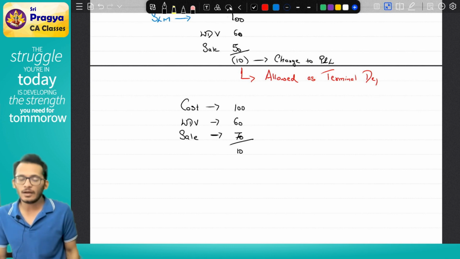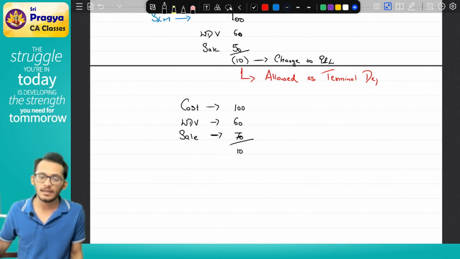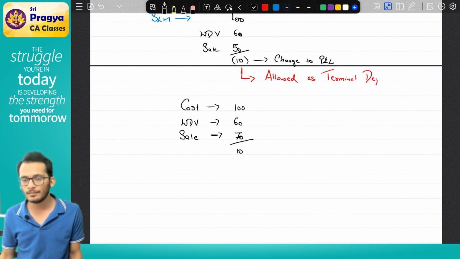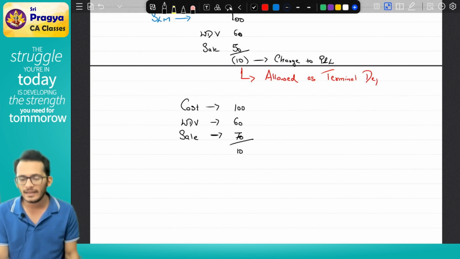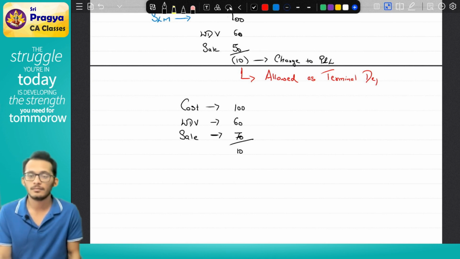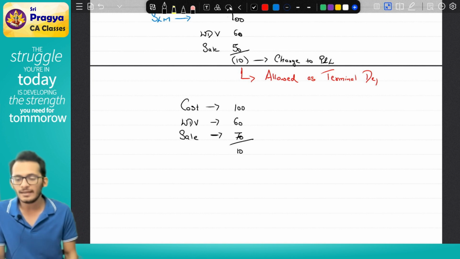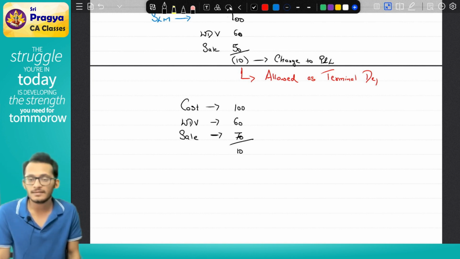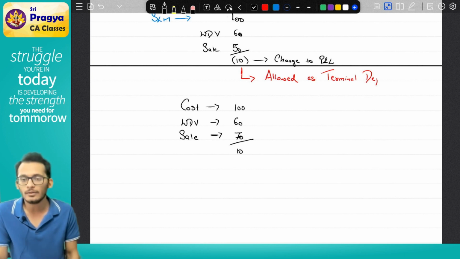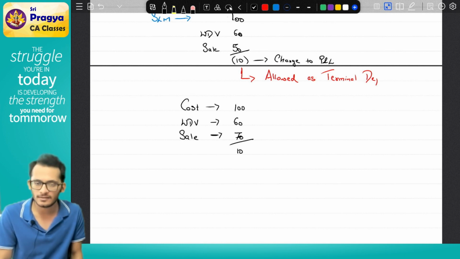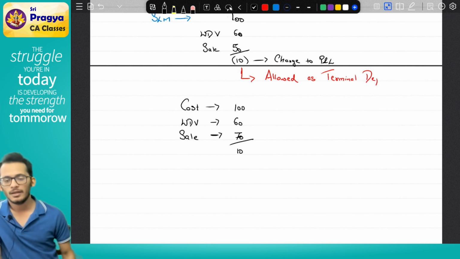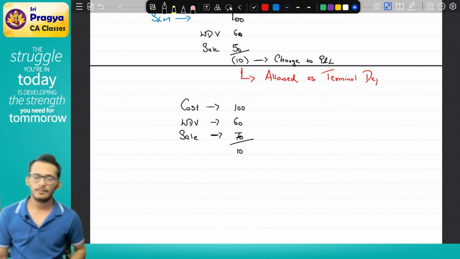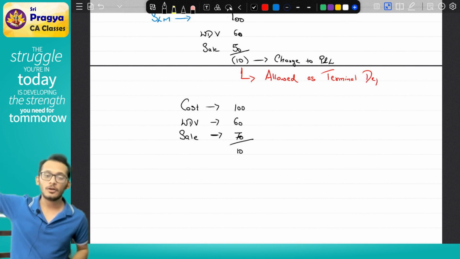In accounts, what would you have done? You would have written it as profit on sale of assets in your P&L. A capital profit or revenue profit? Capital profit. Will income tax ask you to tax capital profits? No. I told you capital receipts are generally not taxable.